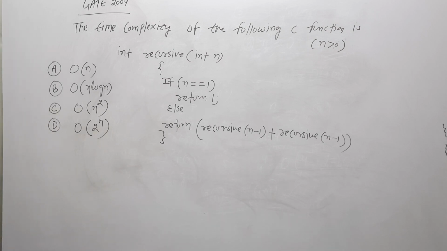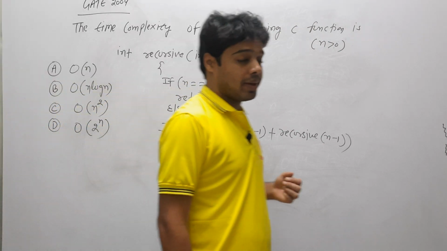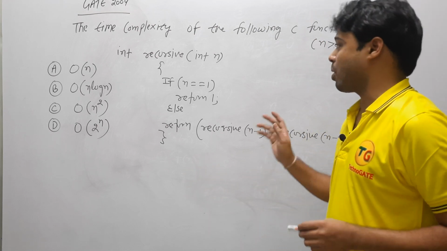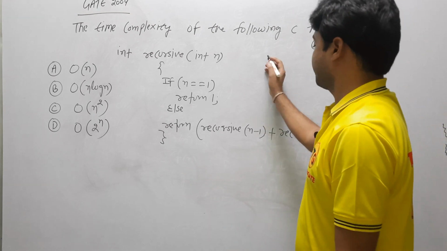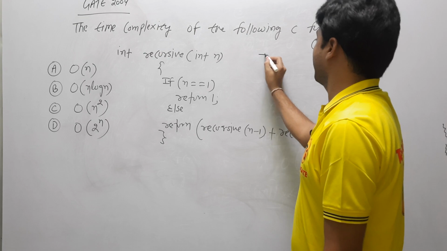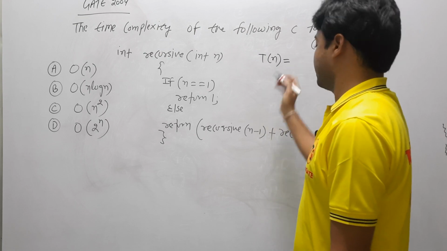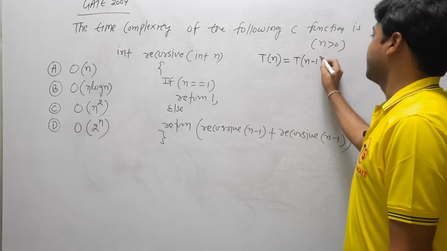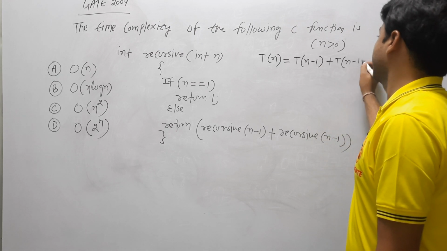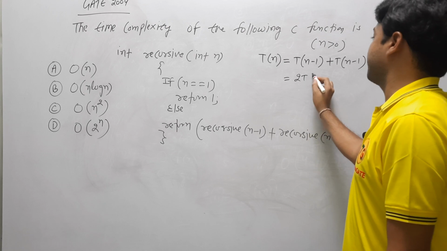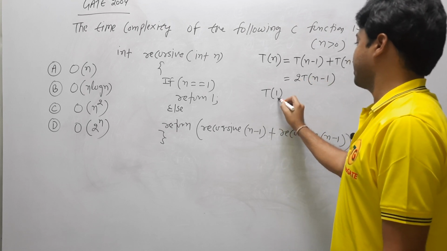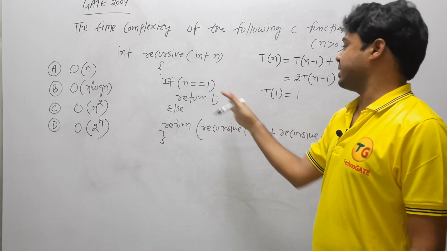Okay, so let's check one by one here. So what is the answer here? In a recursive program, what is the time complexity? I already discussed this problem. Suppose the recursive function is T. Then T of n is T of n minus 1 plus T of n minus 1, or we can write 2T of n minus 1. And T of 1 is what? 1. If n is 1, then return 1.